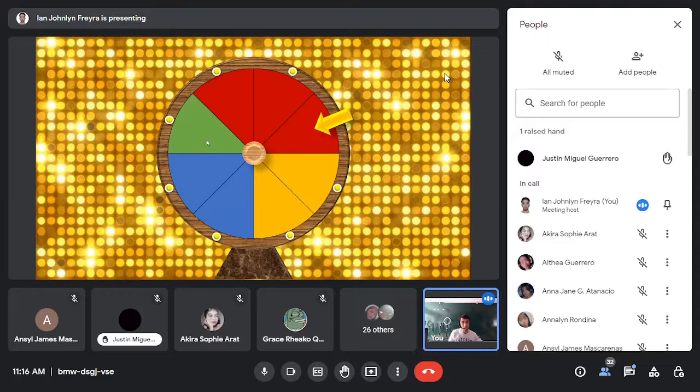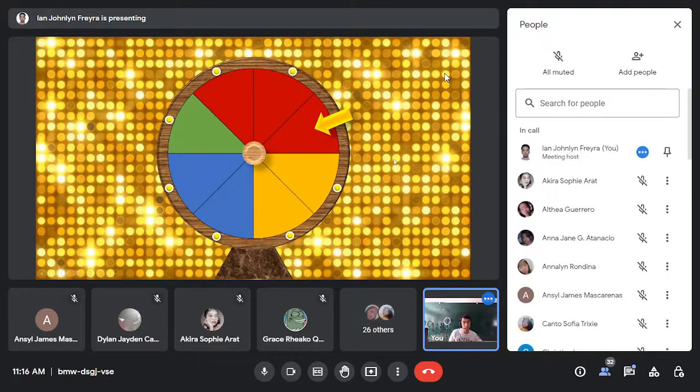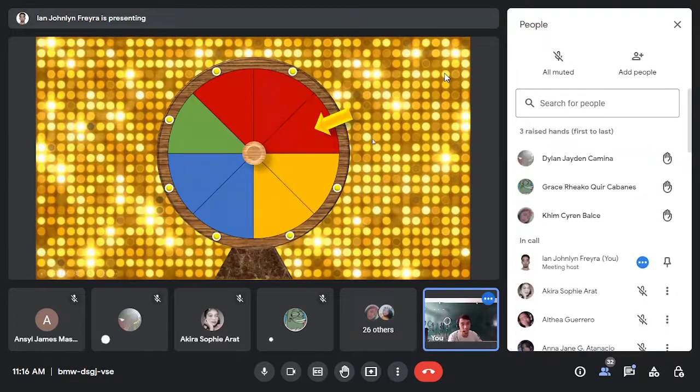Justin, blue din. Justin, why blue? Okay ba yung mic mo, Justin? Wala. Basta blue. Basta meron tayong dalawang blue. Yellow. Sino gusto ng yellow? Wala ng yellow. Red. Sige, red.